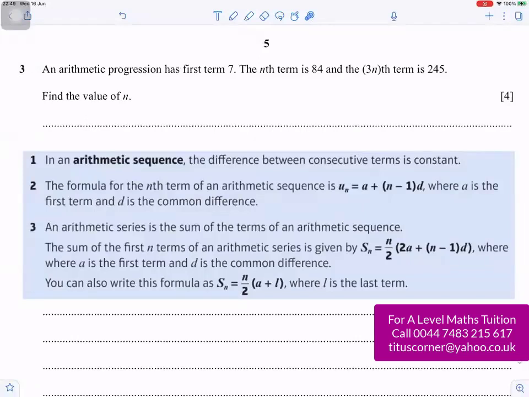An arithmetic progression has first term 7. The nth term is 84, and the 3nth term is 245. Find the value of n.